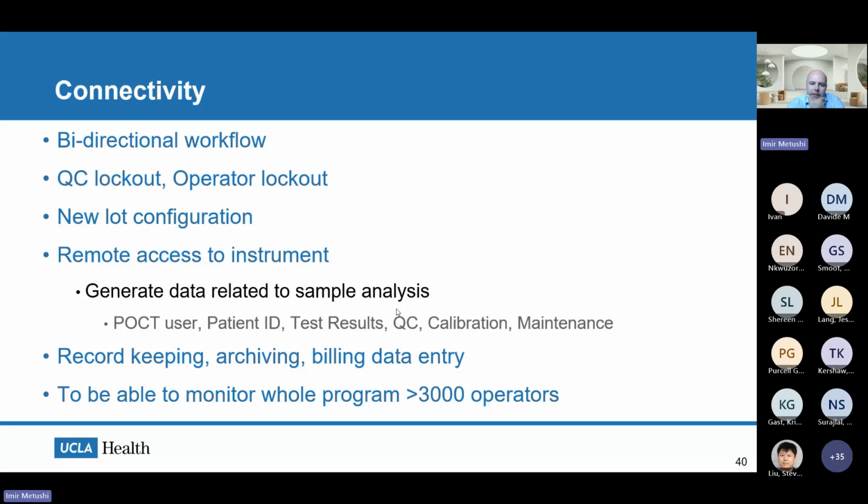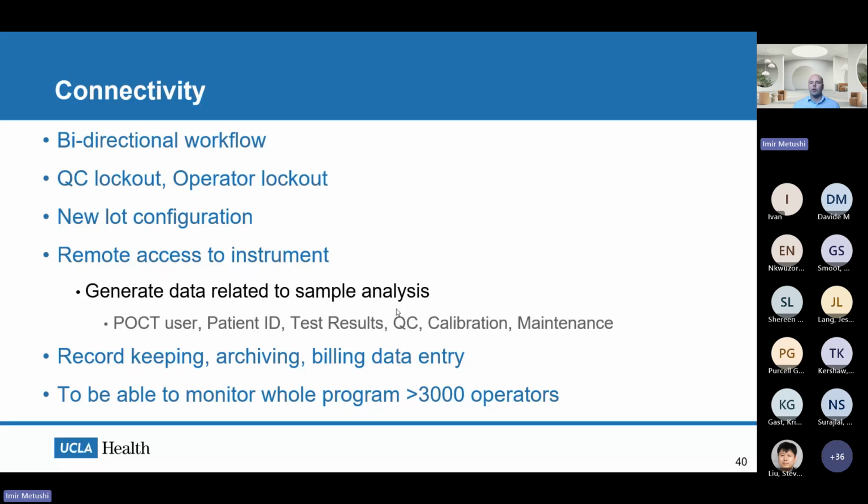Seeing data like who used it, patient ID, being able to look at the results, the QC, the calibration, the maintenance of that instrument. Those are all very important. It can be very handy to be able to keep a record and also to monitor the whole program.